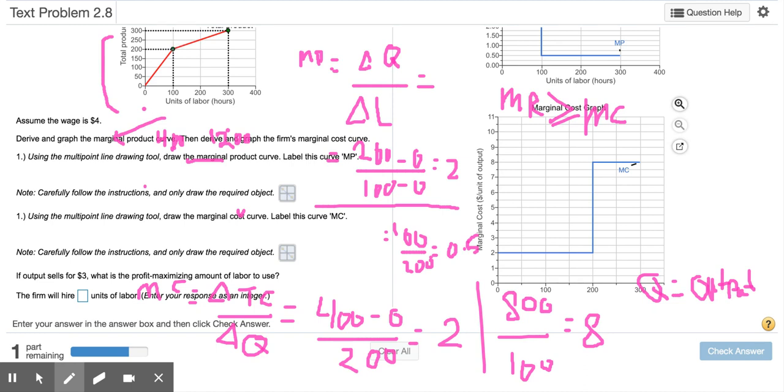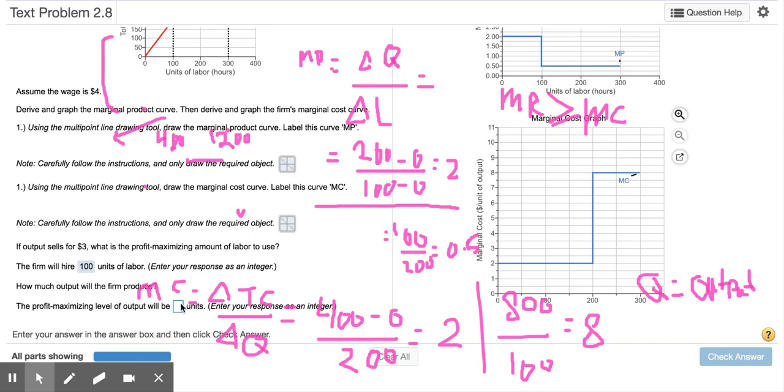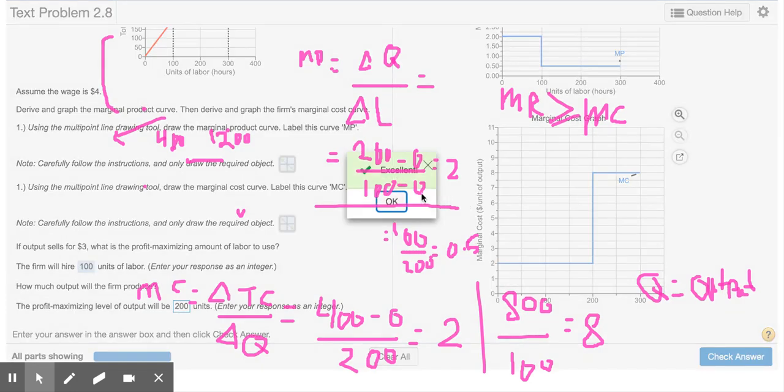Therefore, this company will be maximizing profit by producing up to this level. Notice that, because marginal cost is constant, this will be the profit maximizing condition. So you will be using 100 units of labor, and of course we'll be producing 200 units of output. So the profit maximizing level of output, you get it from here, it's 200. Here we go.